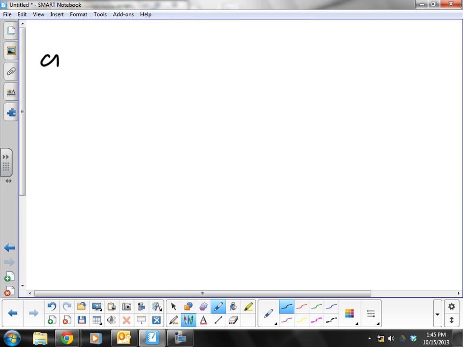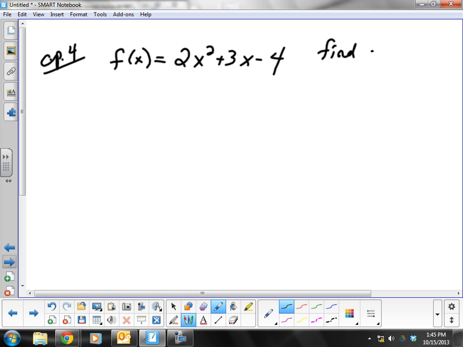Checkpoint 4. This one sets it up a little bit different. It says find all the zeros of f of x is equal to 2x squared plus 3x minus 4. Okay? So find all the zeros. What does that mean to us? Set it equal to 0. We're going to take that equation and set it equal to 0, and that's exactly what we're supposed to do. So we've got 2x squared plus 3x minus 4 equals 0.